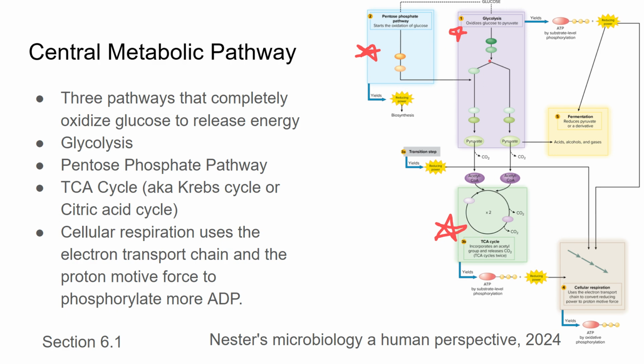And then those will break down the molecules down into carbon dioxide, but eventually the electrons will be used in cellular respiration down here. And that will use the proton motive force to phosphorylate more ADP. But we'll get to that later. So the main idea of each of these is that we're generating ATP.